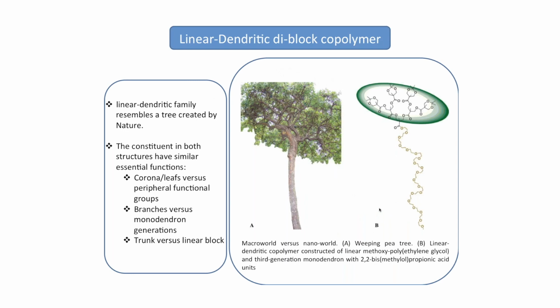So it's like marrying a tree with an alkyl or polymeric linear chain. So the linear dendritic family resembles that of, let's say, a tree, as you can see here. You will have a corona of leaves, which is your functional peripheral group. Now, that functional peripheral group or highly branched group can either be a hydrophilic or a hydrophobic part. In this example, what you have is a third generation monodendron based on a polyester, but with a polyethylene glycol methoxy-terminated linear group. Now, it will surprise you that in this case, the hydrophilic group is actually the linear part, and the hydrophobic group is the dendrimer part.